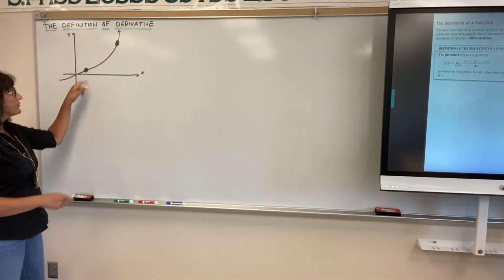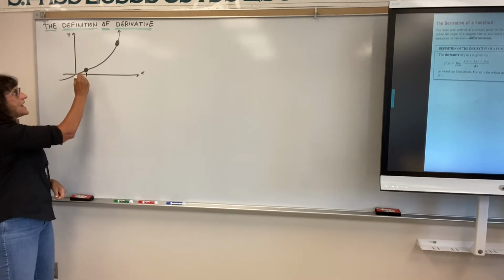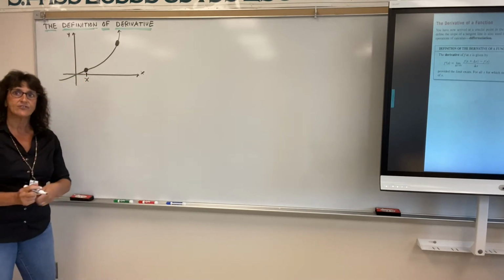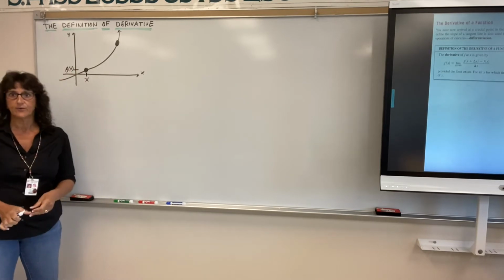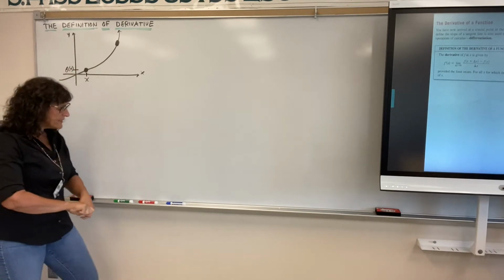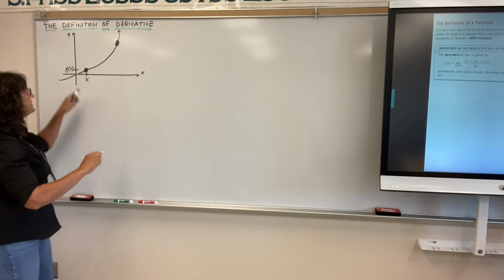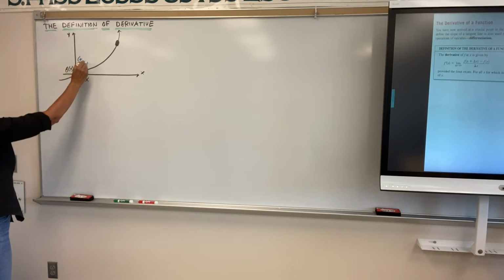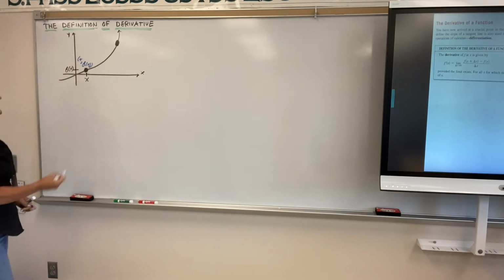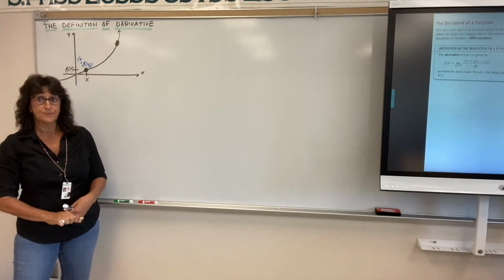So this first point right here, let's call the x-coordinate x, and then its y-coordinate, the function value, let's call it f of x, the function value at x. So that means the name of this point right here is: the x-coordinate we're calling x, the y-coordinate we will call f of x.